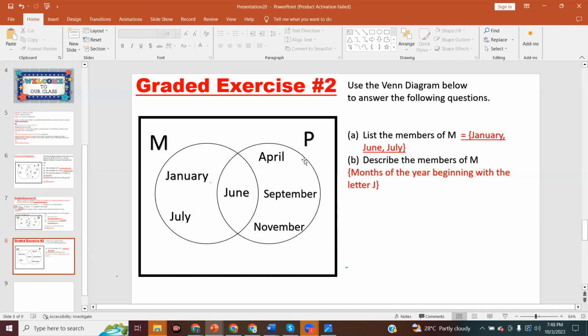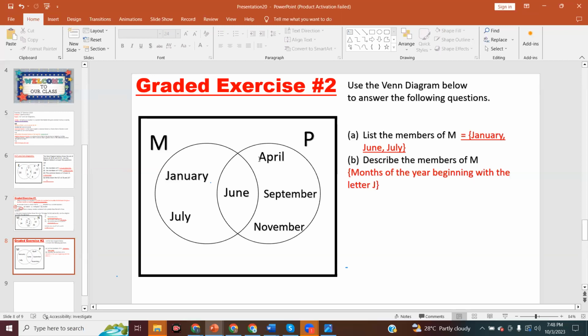June, July, June, April, September, and November. What else do they have in common? They are all skipping one month. Are they all in hurricane season? April is not in hurricane season.